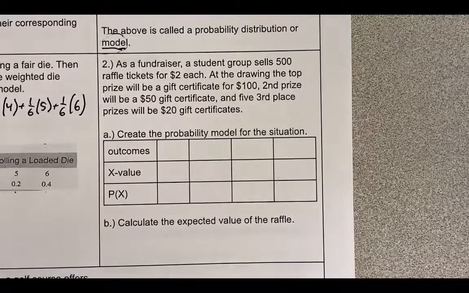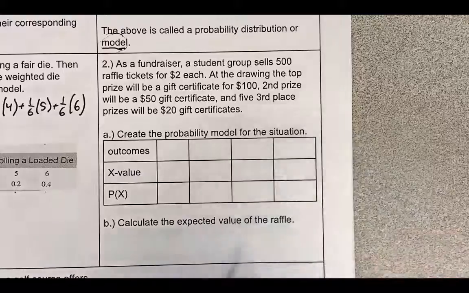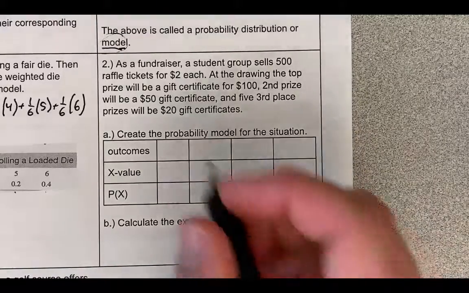As a fundraiser, a student group sells 500 raffle tickets for $2 each. The drawing of the top prize will be a gift certificate of $100. Second is $50. Third place, there's 5 third place prizes, and each one of those gets a $20 gift certificate. So let's create a probability model for the situation. First, let's list out all the outcomes.